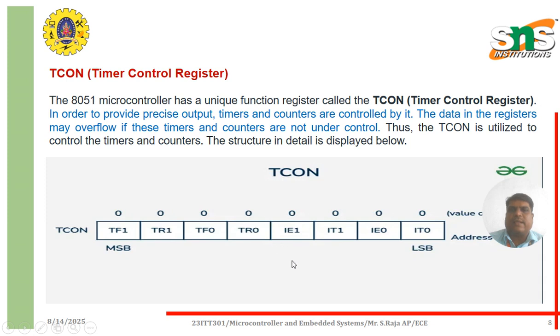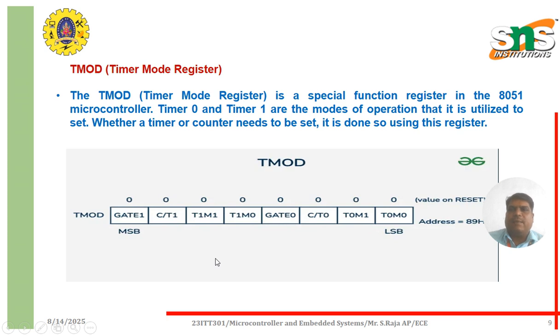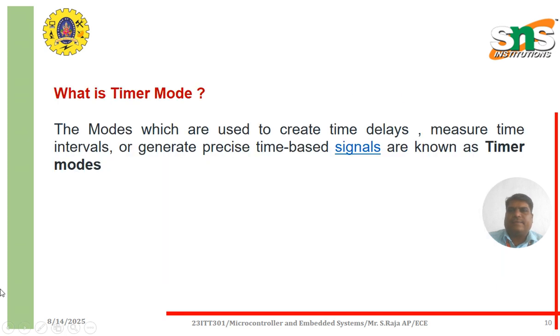So, this is the structure of the TCON register, from LSB to MSB. Next, the TMOD register, the timer mode register. It is a special function register in the 8051 microcontroller. It is utilized to set the modes of operation of timer 1 and timer 0. Whether it is a timer or a counter needs to be set, and this is done using this register. This is the structure of the register.